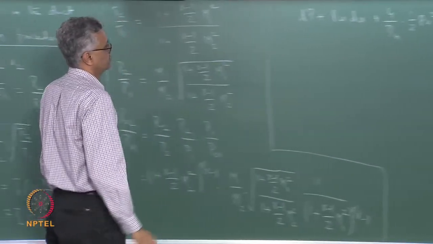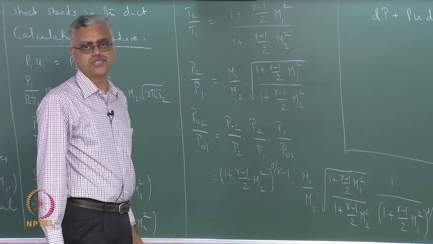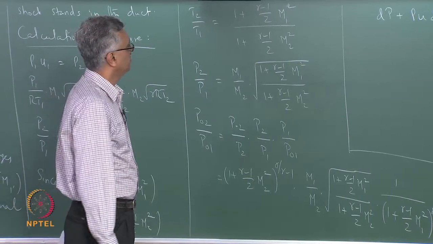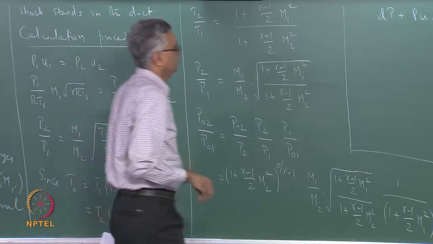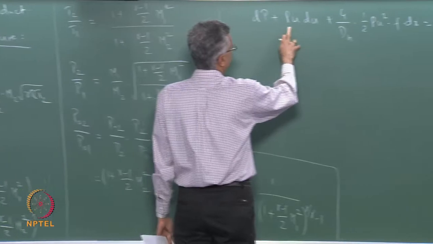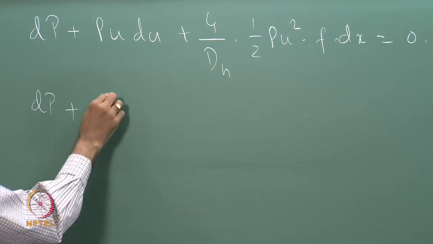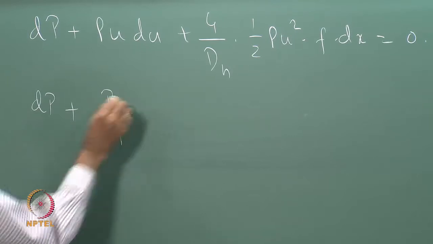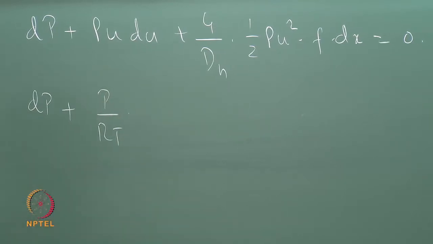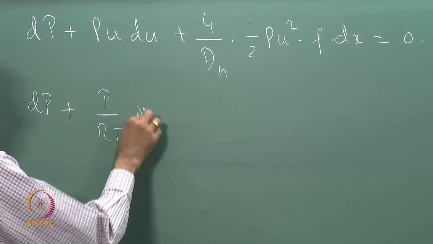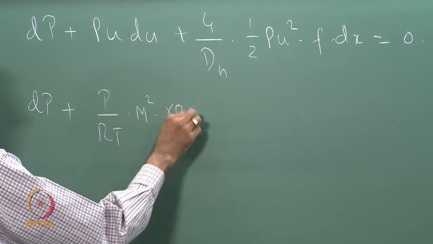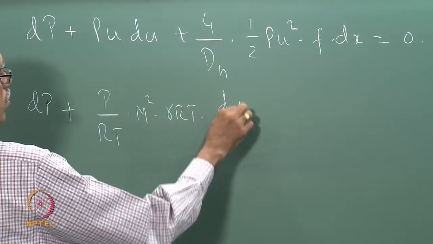F is the friction factor. Remember, F is the Darcy friction factor. Please remember that. And if I make use of the equation of state and the definition of Mach number, I can write this as dP plus P over RT times M square times gamma RT times du over u.